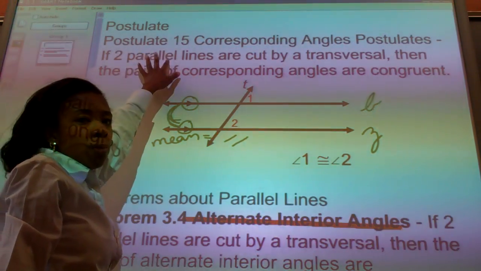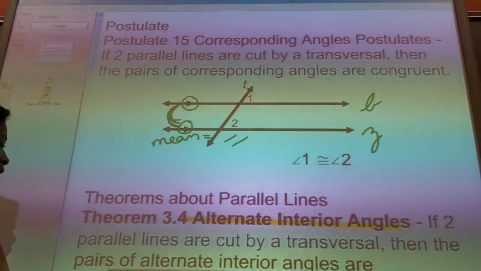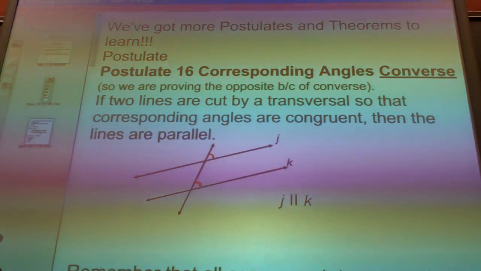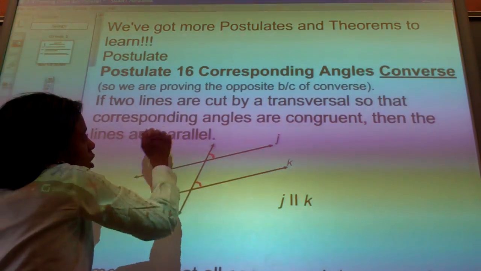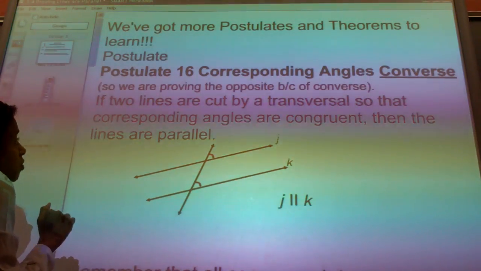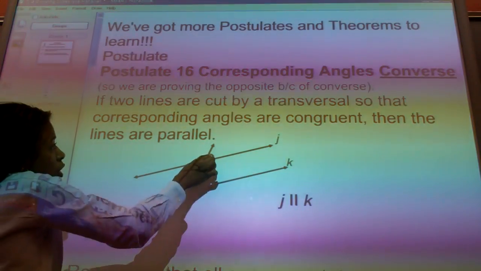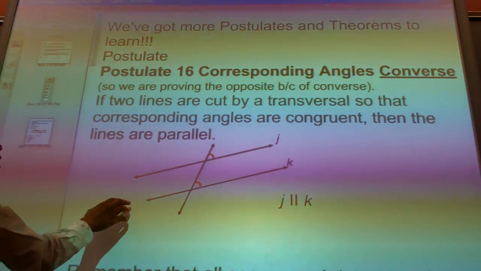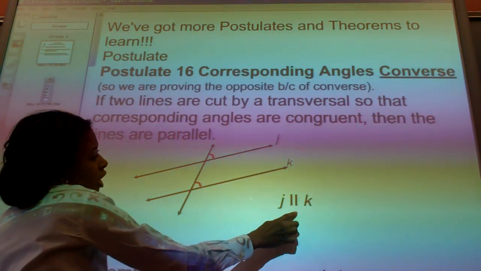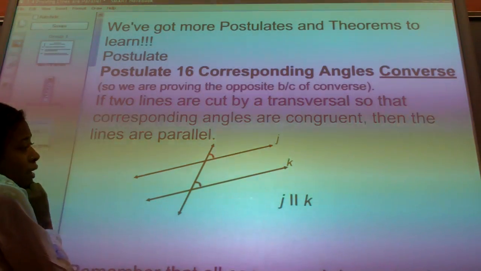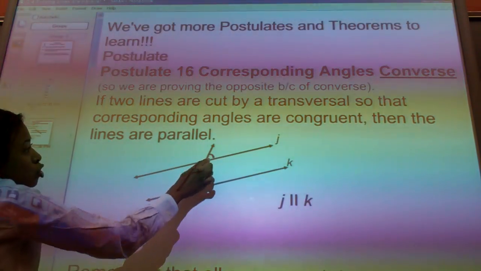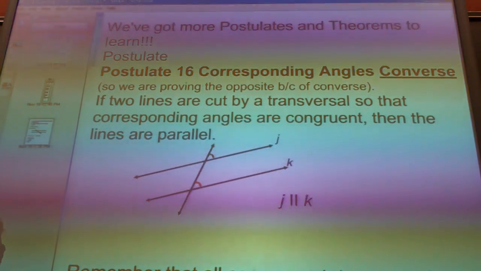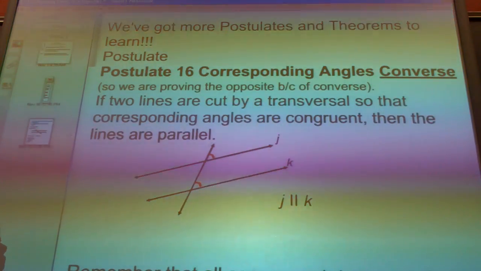Now we're switching and putting the parallel lines at the back in our now 3-4 lesson. So now it says that if two lines are cut by a transversal so that corresponding angles are congruent, then they are parallel lines. So here we have line J is parallel to line K, thus meaning that my two corresponding angles are going to be congruent.